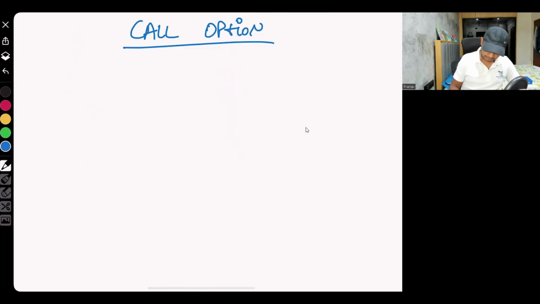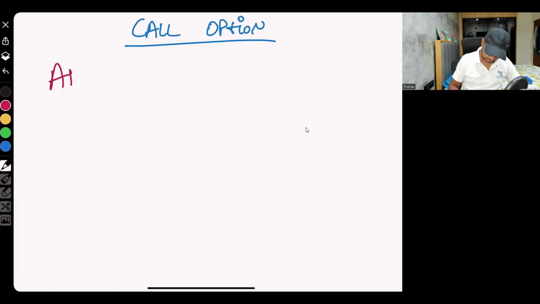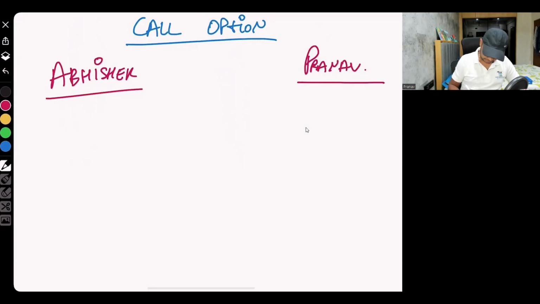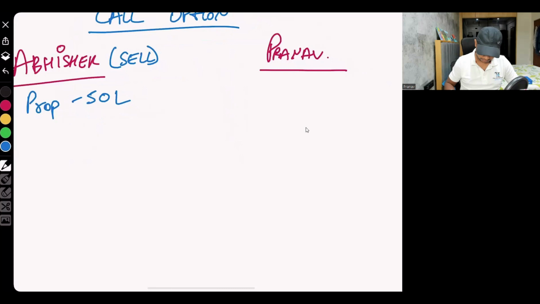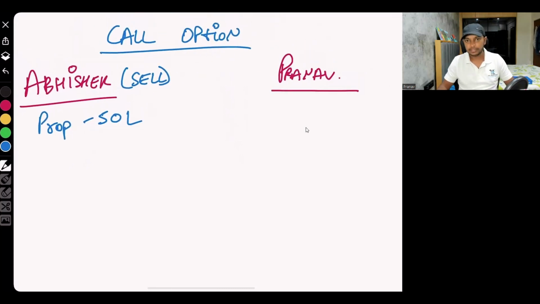So to give you an example of a call option, I'm going to consider two names. Let me consider one name, Abhishek. And the other name, let me take myself, Pranav. So Abhishek owns a property and the value of this property is, let's say, 50 lakh rupees. And he assumes that the value of this property is going to go down and that is why he wants to sell. Whereas Pranav has some kind of inside information, because of which he feels that the value of this property is going to go up in the future. And that is why he's willing to buy this property.